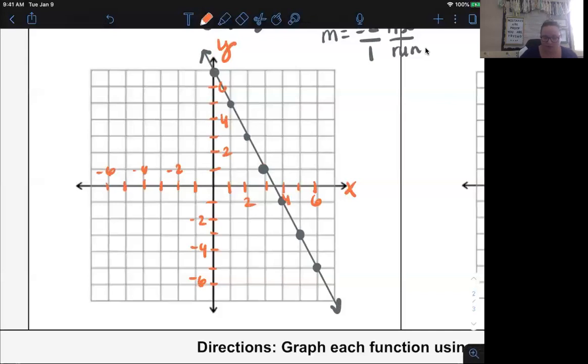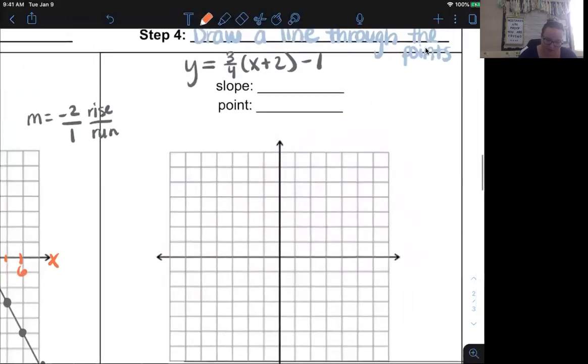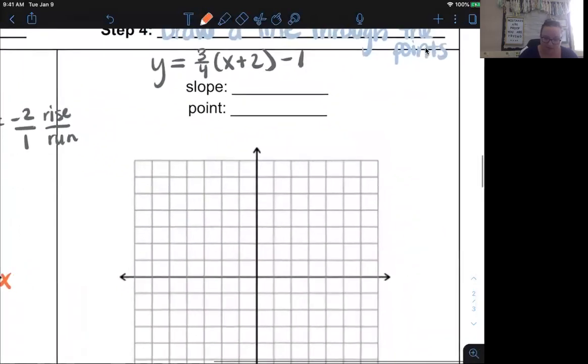Why don't you go ahead and graph equation 2 in this example on your own. The equation I want you to graph is y is equal to 3/4 times x plus 2 minus 1. So remember, step 1, identify your slope and the point. Step 2, plot the point. Step 3, use your slope to find other points on the graph. And step 4, draw your line for your graph. Don't forget to label your graph.